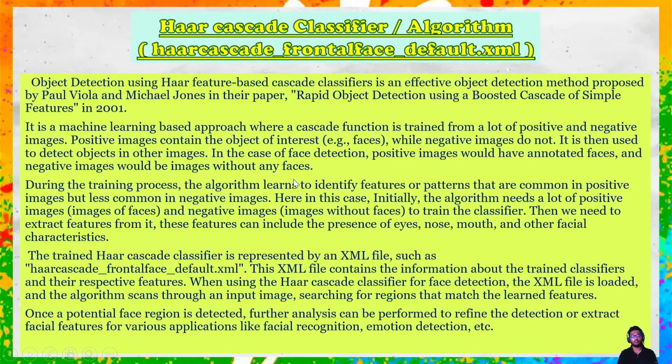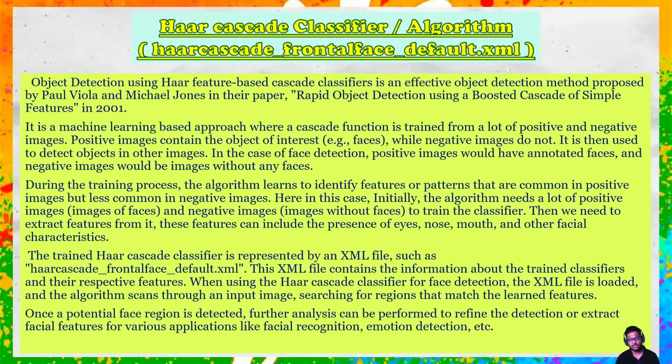During the training process, the algorithm learns to identify features or patterns that are common in positive images but less common in negative images. Here in this case, initially the algorithm takes positive images, images of faces, and negative images, images without faces, and trains the classifier. Then we need to extract the features from it. I mean, how the face looks like, the features: eyes, nose, mouth, lips, and all. This I've just shown. The trained classifier is represented by an XML file such as haarcascade_frontalface_default.xml, that I have said just now.